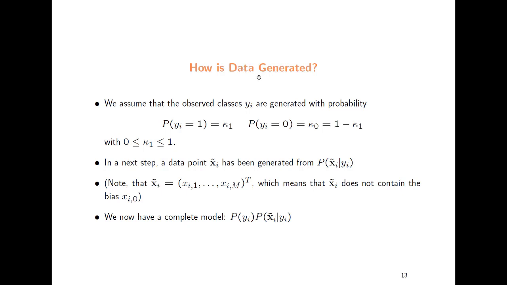So this is the idea how the data is generated. And in the next step, a data point has been generated from this distribution. And we don't consider this the constant input or the xi0 input. So this is the x tilde i, for i being the customer or something. And now we have a complete model. So we have what we like in a Bayesian approach. So we have P of y and we have P of x tilde given y.